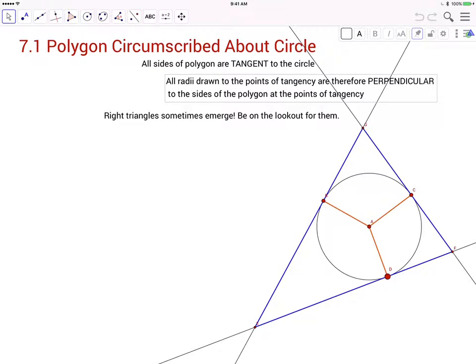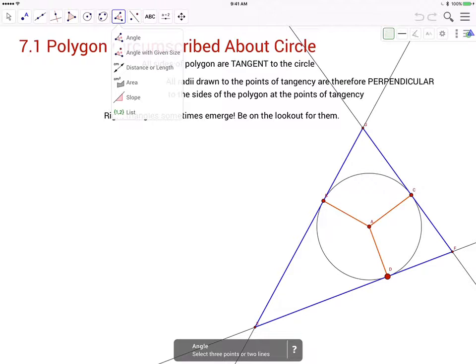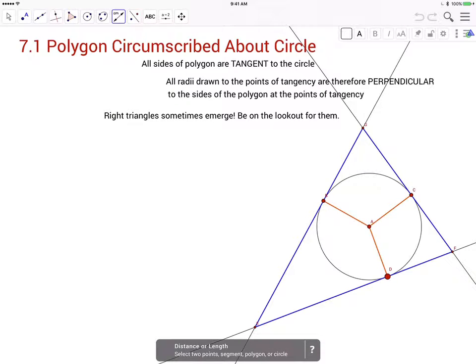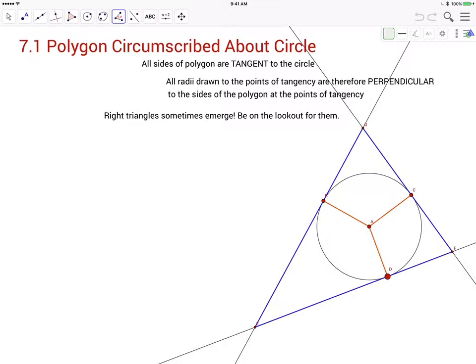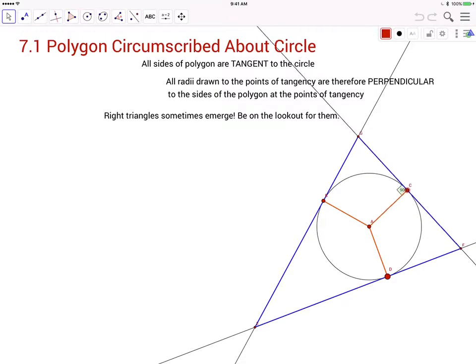A couple things also, all radii drawn to the points of tangency are therefore perpendicular to the sides of the polygon. So if I went in and actually created, I'm going to make sure that I've done this angle. So if I figure out an angle and go from here to here to here, I get that 90-degree angle there. And that will be preserved no matter what I do, because that's how tangents work. And we'll talk about tangents in the next section in 7.2 as well.